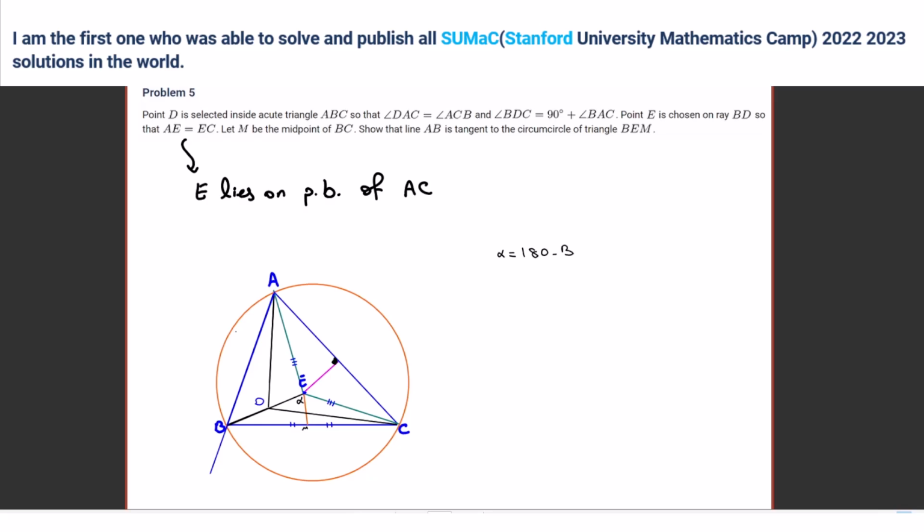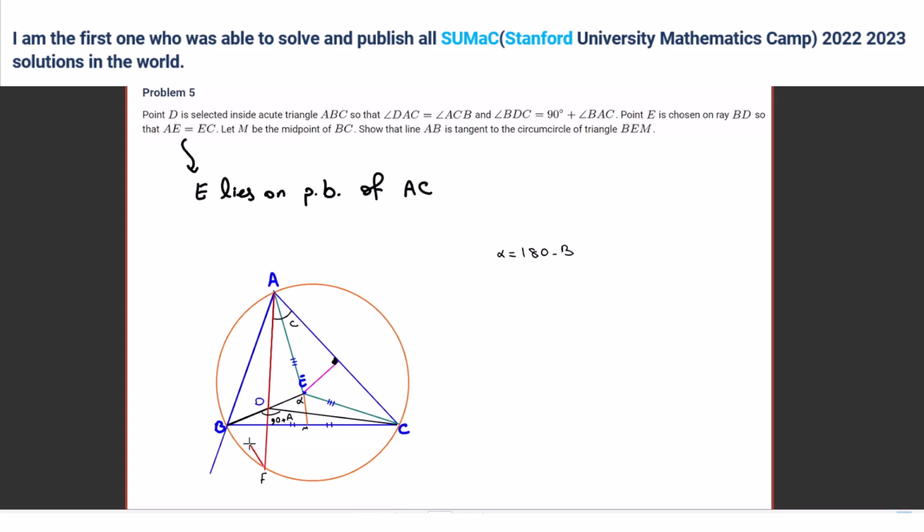Agreed? And also the problem says it is 90 plus A, right? And also it says DAC is ACB, so this angle is C, right? So we can draw also this one. Extend this one. So here we should prove alpha is 180 minus B. Can we? It is the midpoint here, right? So for example, let's call this point F.